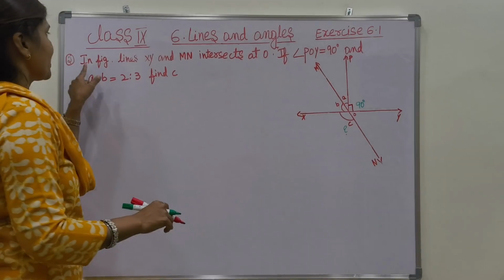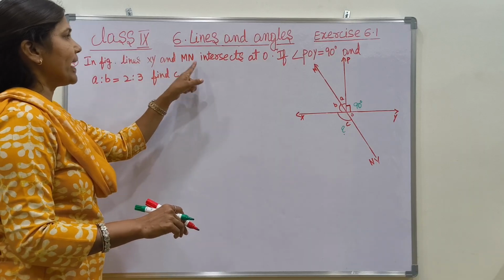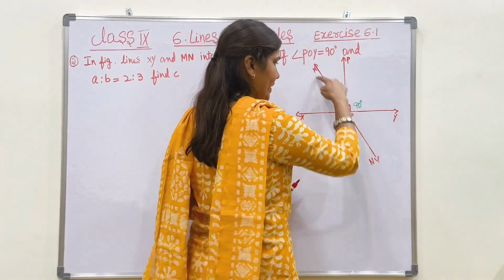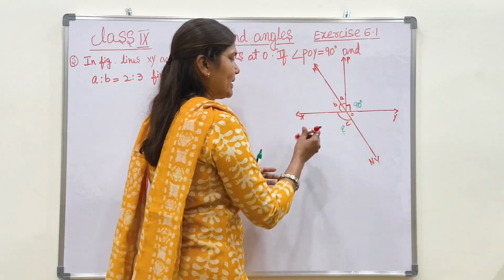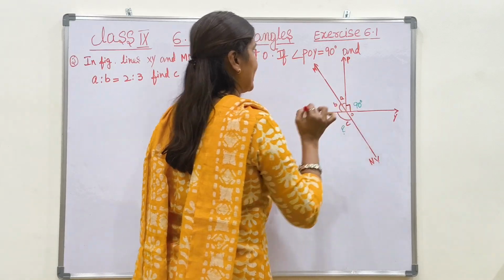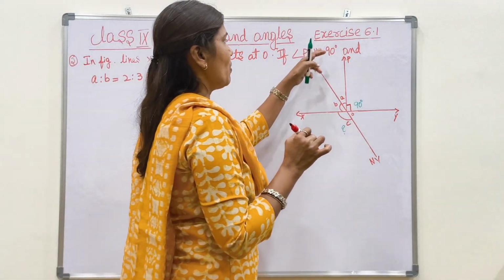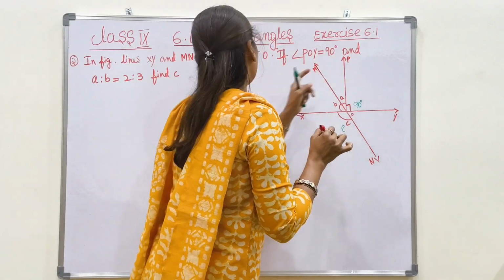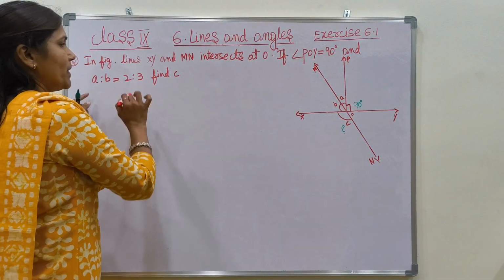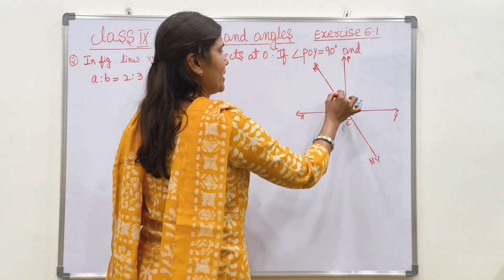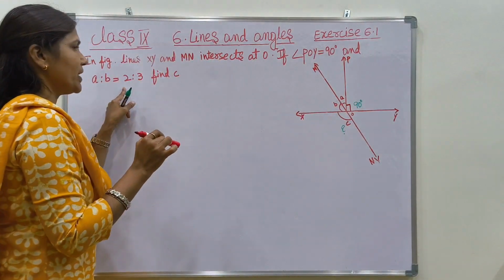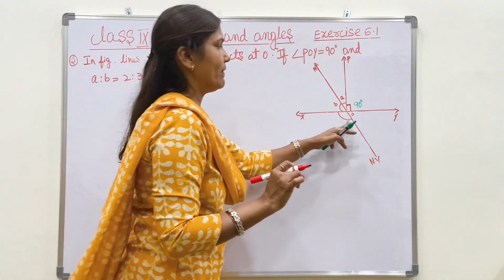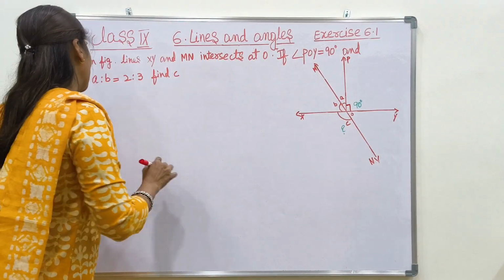Okay. Now second question. In the figure XY and MN intersect at O. See beta, XY, MN, this both lines here. XY, MN lines intersect at O. POY is equal to 90 degree. POY, this is the 90 degree. And A is to B is equal to 2 is to 3 ratio. This A is to B, 2 is to 3 ratio is there. Now we will find the angle. See, this angle we have to find. This is the question. See beta.